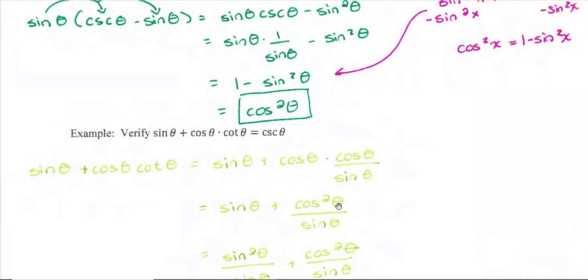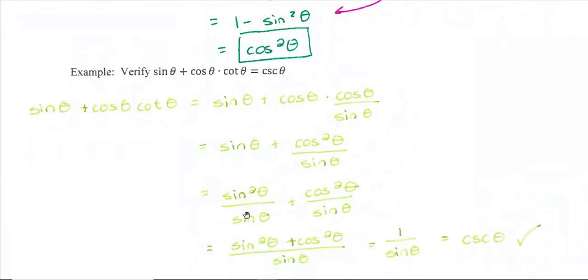I'm trying to add things right here. One of them is a fraction. So in order to do that, I'm going to need a common denominator. This is really sine over 1. So I'll multiply the top and the bottom by sine. And I get sine squared over sine plus cosine squared over sine. Once the denominators are the same, I can add their numerators over that denominator. And that gives me sine squared plus cosine squared all over the sine of theta.